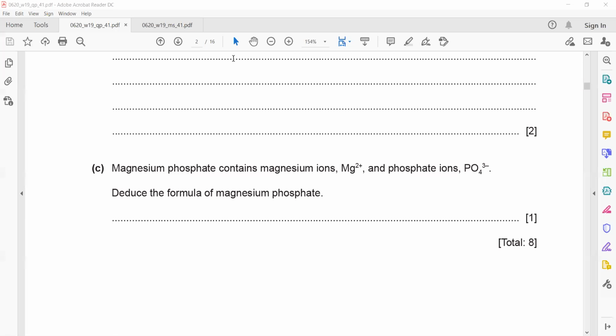In the next question, magnesium phosphate contains magnesium ion and phosphate ion. Deduce the formula of magnesium phosphate. What will be the chemical formula of magnesium phosphate? You can use chat or screen annotation to answer this part. That's right. Mg3(PO4)2, with the phosphate in a bracket 2. That's correct.